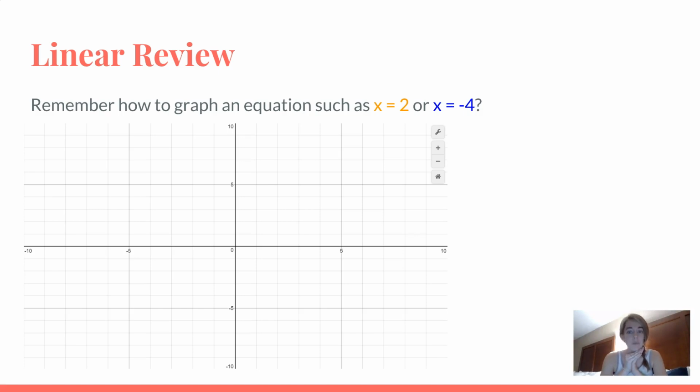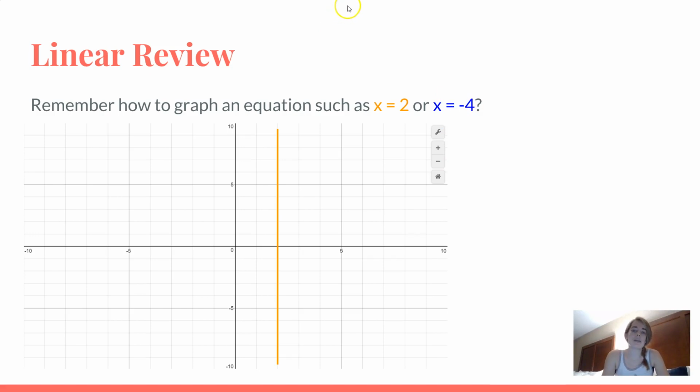Okay, I hope you remember. If you didn't, that's all right. Just remember if it's x equals, think about what axis is x. In this case, it is my horizontal axis, and we want a line to go through that axis at this number. So for x equals 2, 2 is going to be right here. We want a line to go through that. So I'm just going to draw a straight line through 2. That is a linear equation. It's allowed to be like that.